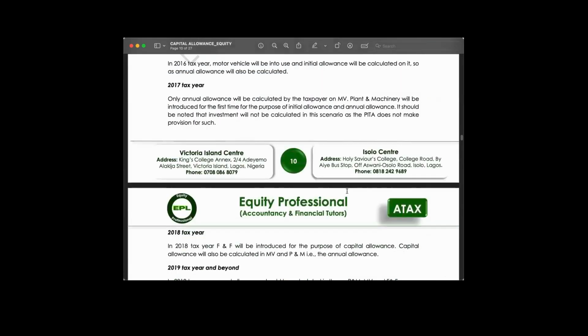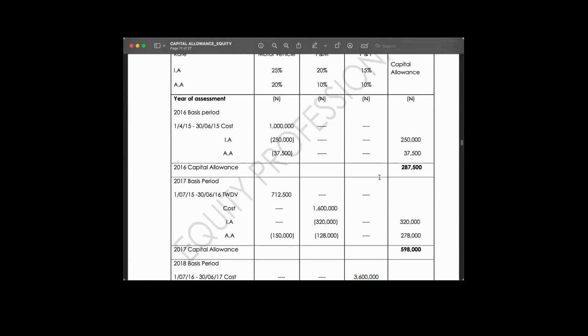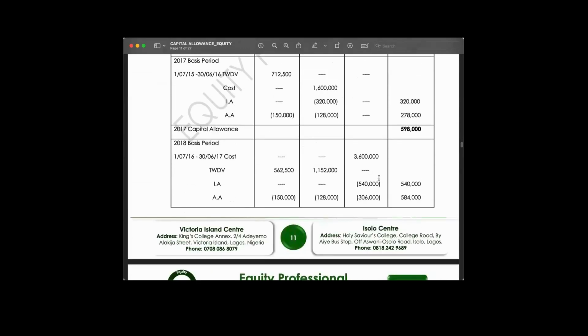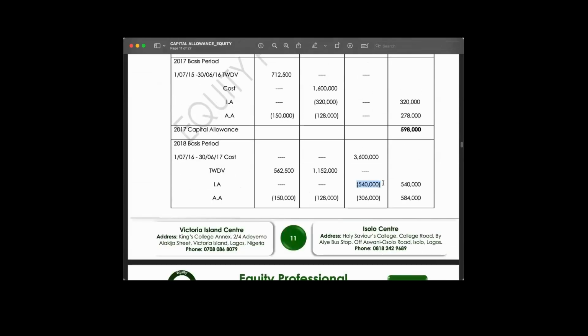Furniture and fitting. How much did we acquire furniture and fitting? 3.6. Now, our initial allowance rate for furniture and fitting is 15%. 15% of this gives me 540. Now, I'm also supposed to use 10 years. I'll say cost minus initial allowance.